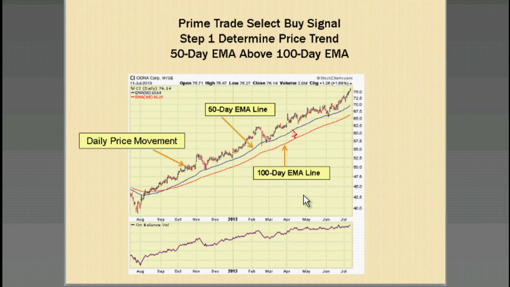And as long as the blue line is above the 100-day EMA, the red line, then that stock remains on a buy signal. And it doesn't go into a sell signal until the blue line crosses below the red line. So it's a pretty simple system for determining the price trend. So that's the first step. We want to see if the stock's on a buy signal. If it is, we're going to look to buy call options. If the stock is on a sell signal, we're going to look to buy put options.